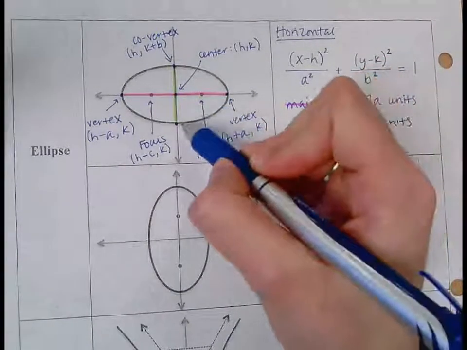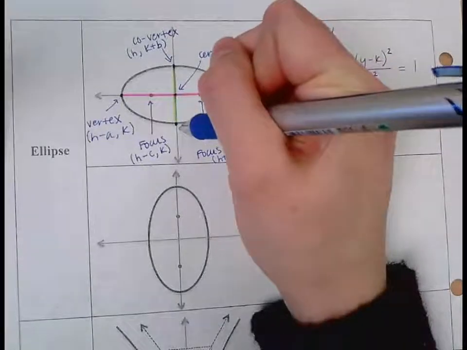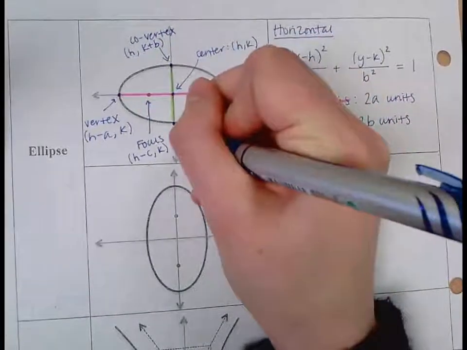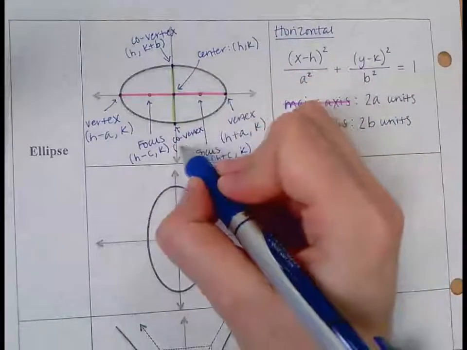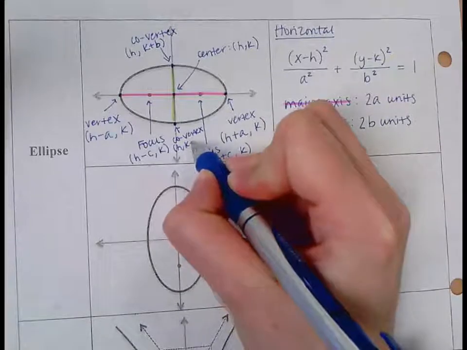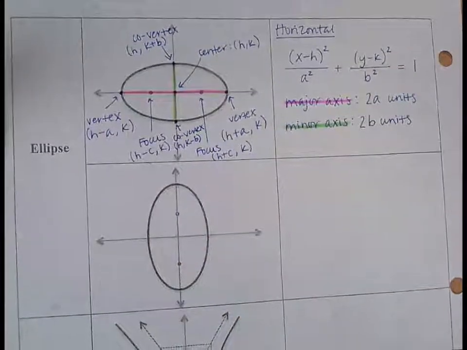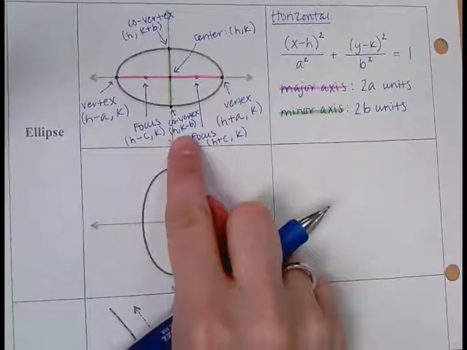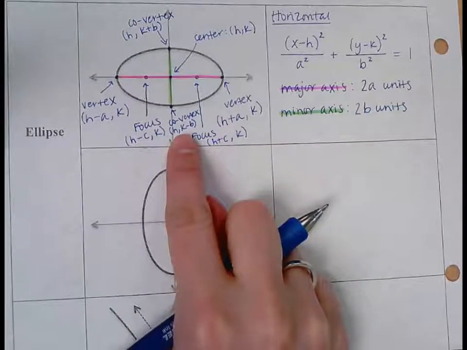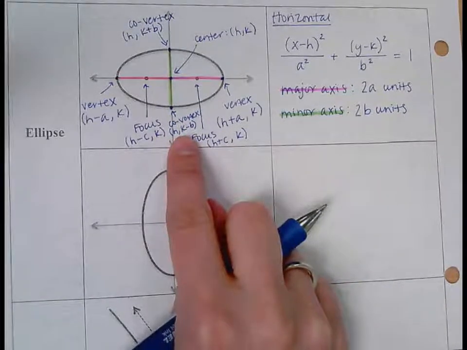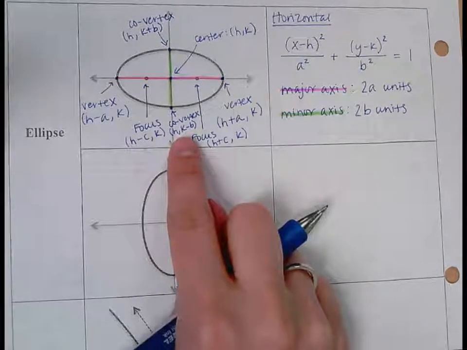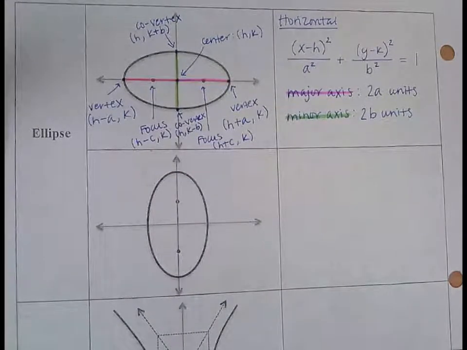So then the bottom covertex has the x-coordinate h and the y-coordinate is k minus b. So I had to kind of squeeze that in the way I wrote these out here. So both have x-coordinate h, top one, y-coordinate is k plus b, bottom one, y-coordinate is k minus b. So it's a distance of b from the center. That's why the minor axis is 2 times b units long.